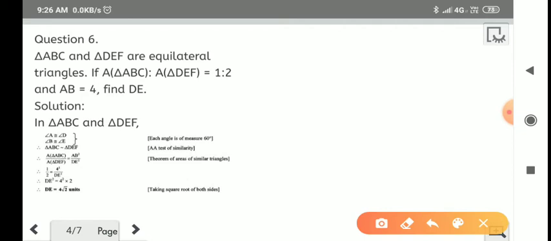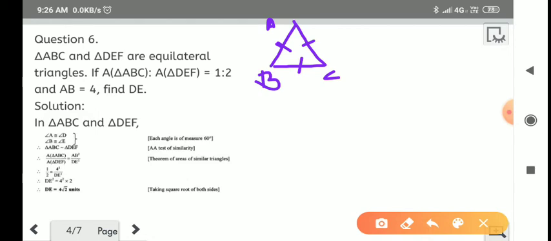So equilateral triangle means all sides are the same, that is, all three sides are the same. Suppose here is triangle ABC, and if this triangle ABC is equilateral, then side AB is congruent with side BC and is congruent with side AC.